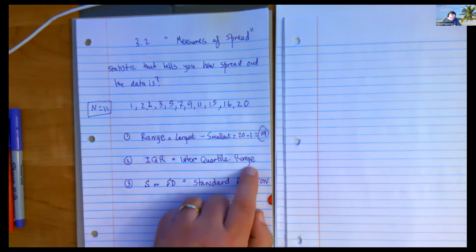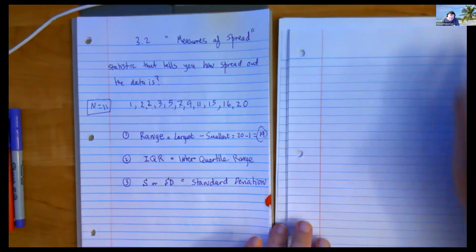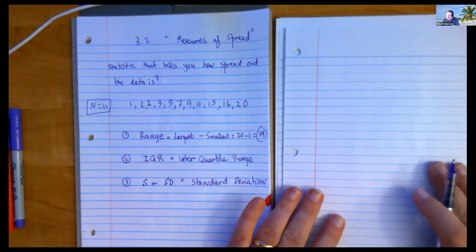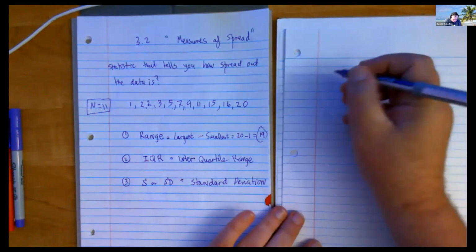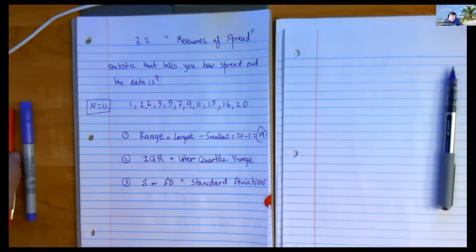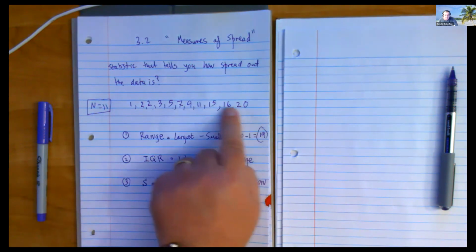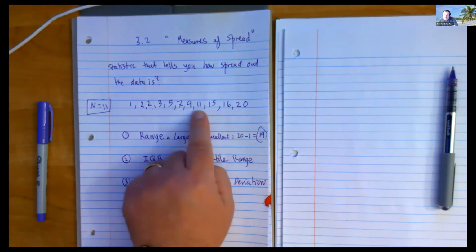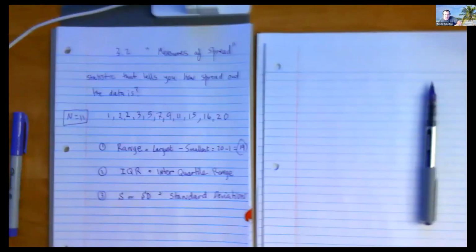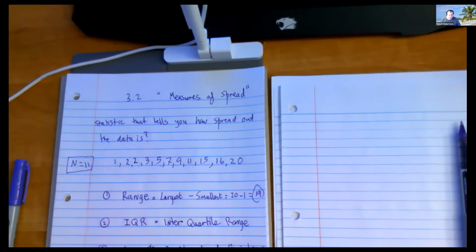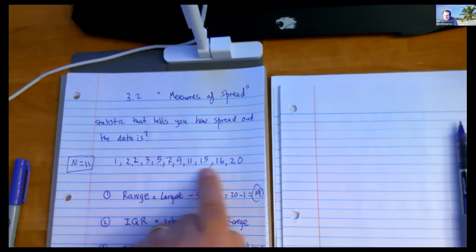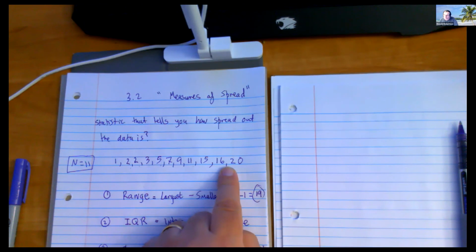Now, the interquartile range, I'm going to show it by hand, but we really do that by calculator as well. So here goes. I think I've got enough room up here to do it. I have 11 numbers here. Hopefully you can see them. Can you see the numbers a little bit clearer if I get closer?